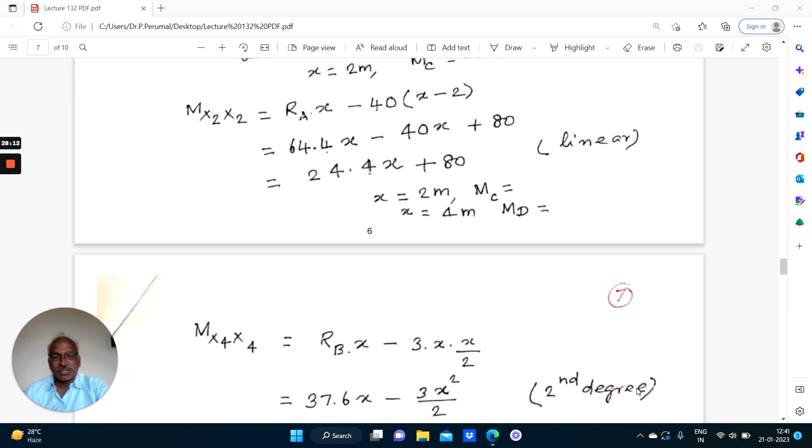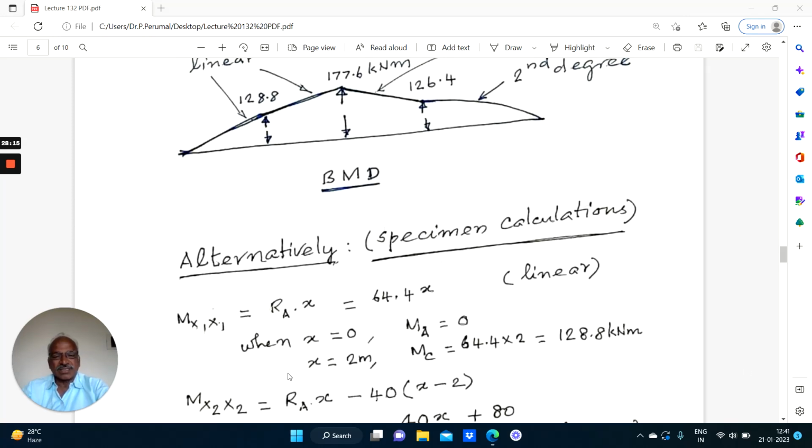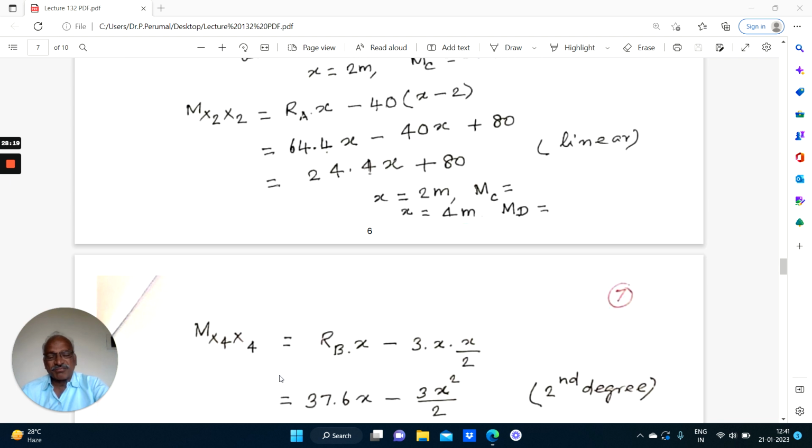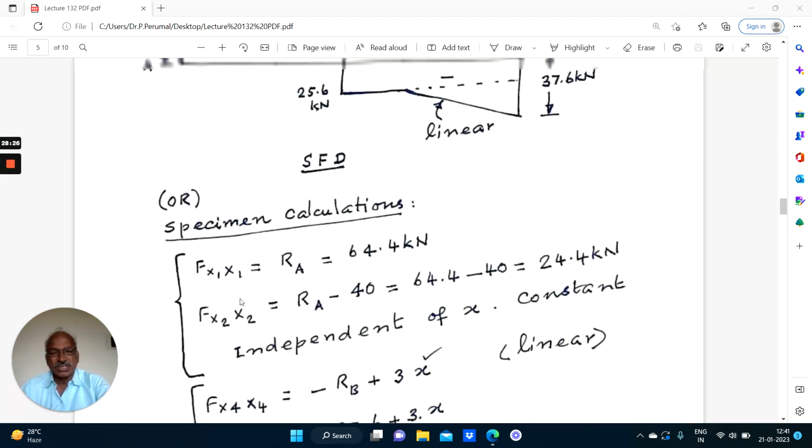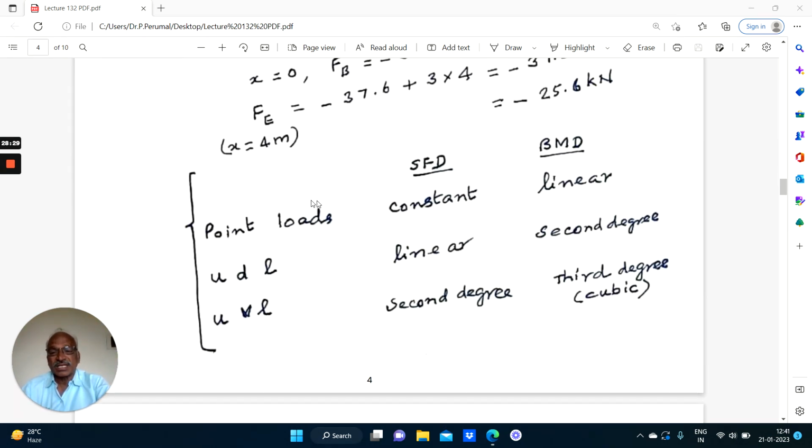So this is only to prove the linear and the quadratic variation, but for every problem, for every loading, you cannot do this calculation. Because after doing one or two problems, you yourself will come to a conclusion that if it is a point load, the shear force diagram will be constant, bending moment diagram will be linear. If it is uniformly distributed load, the shear force diagram will be linear, the bending moment diagram will be quadratic or second degree variation. We are going to discuss one more load, uniformly varying load. So the shear force diagram will be having second degree variation, and the bending moment diagram will be having cubic variation or third degree variation.